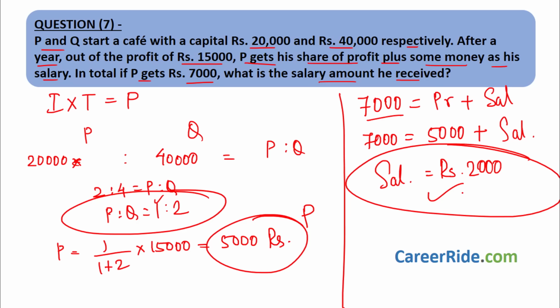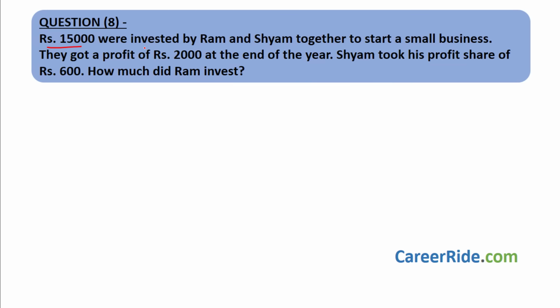Going to question number 8. Rupees 15,000 were invested by Ram and Shyam together to start a small business. They got a profit of rupees 2,000 at the end of the year. Shyam took his profit share of rupees 600. How much did Ram invest? Again, very easily solvable by our formula.